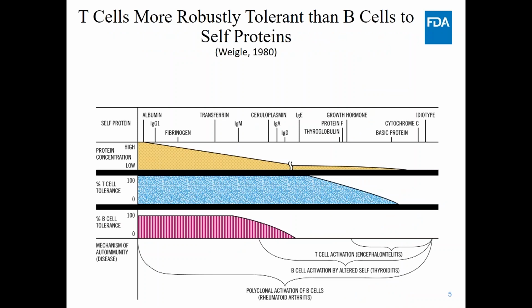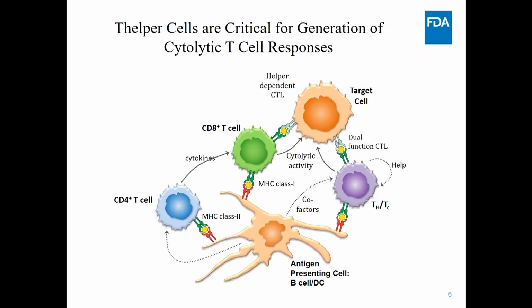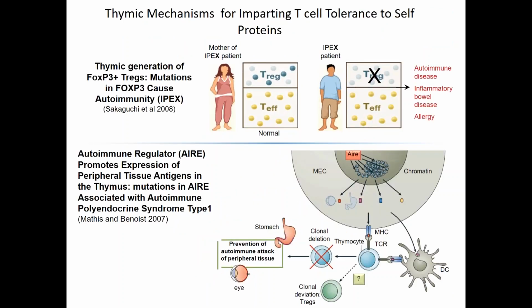It's amazing that I'm presenting a slide from 1980, but this is an amazing piece of work whereby proteins are arrayed in terms of their concentration, and the percent of T cell tolerance versus B cell tolerance is shown. One can see that T cell tolerance extends out to much lower concentrations of self-proteins than does B cell tolerance, and this is extremely important in autoimmunity. Moreover, T helper cells are critical for generation of cytolytic T cell responses, which are increasingly important in terms of gene therapies and transplantation. So why is this?